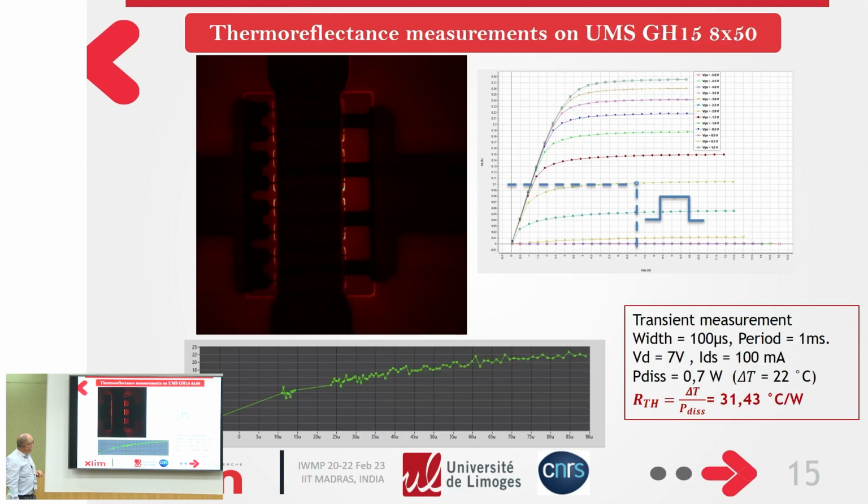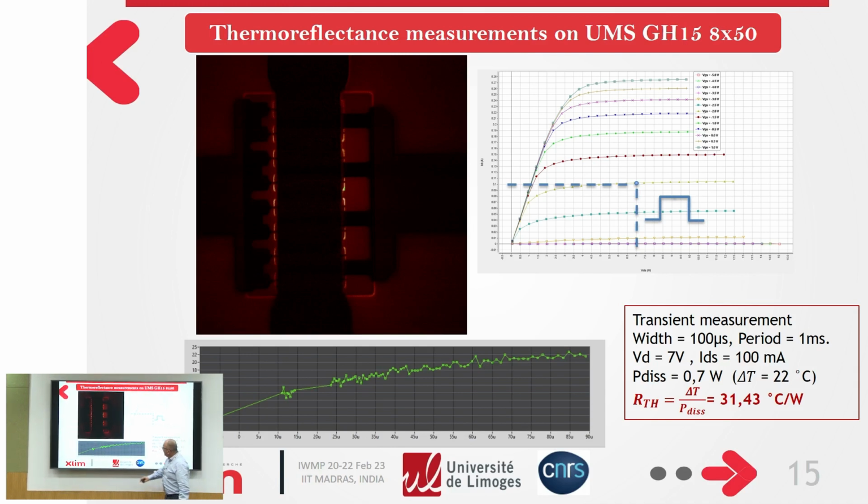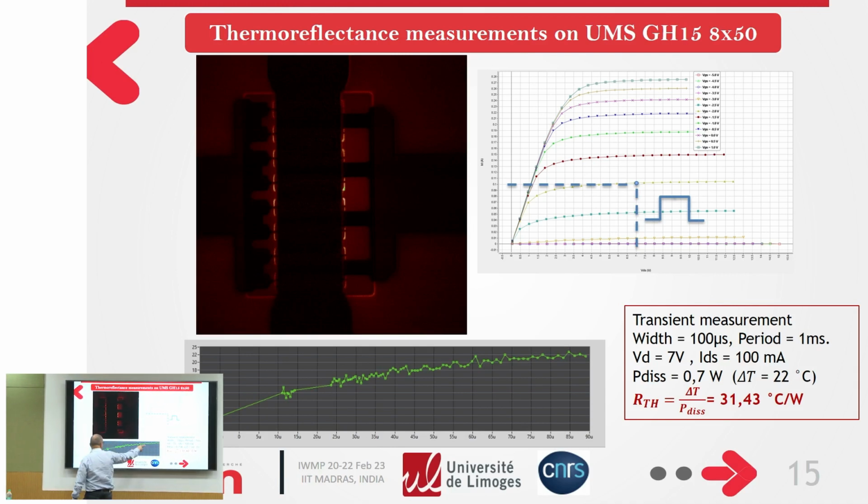Here I present some results concerning the device. So the bias point is here on the IV curve. So we have the dissipated power, and we perform the acquisition of the variation of temperature with this dissipated power on a window of 100 microseconds. So we can say that we need almost 100 microseconds to thermalize the device.